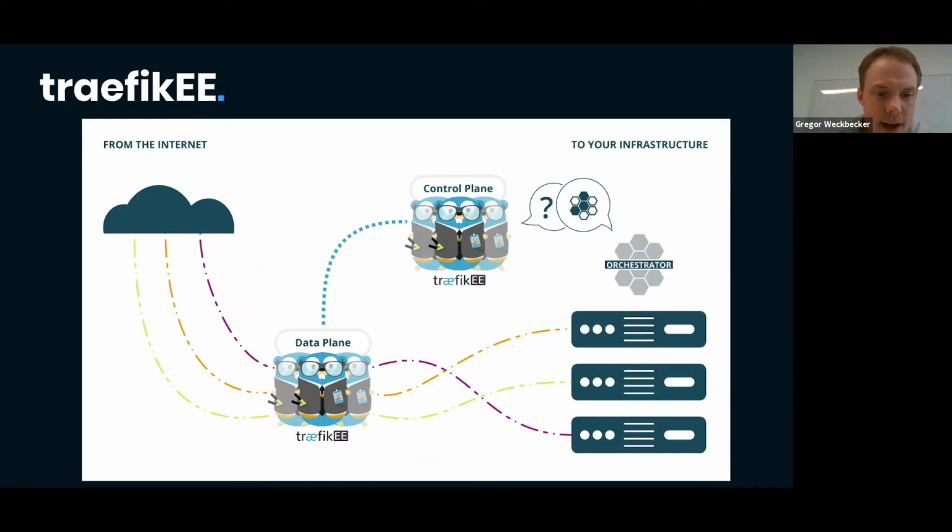What TraefikEE does is it actually separates two concerns from each other. The first thing is it separates a data plane, which actually routes traffic from front ends to back ends. So on one side, it takes the incoming requests and routes them to our backends.